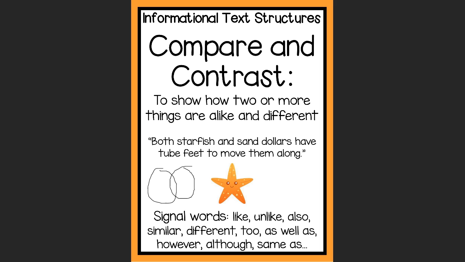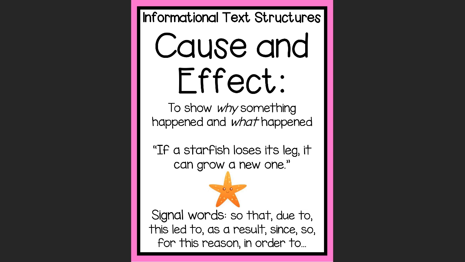So just either one, but compare and contrast again is to show two or more different things that are alike and different. So some signal words that you could find are like, unlike, also, similar, different, as well as, however, although, and same as. So for the last, we got 2 more.